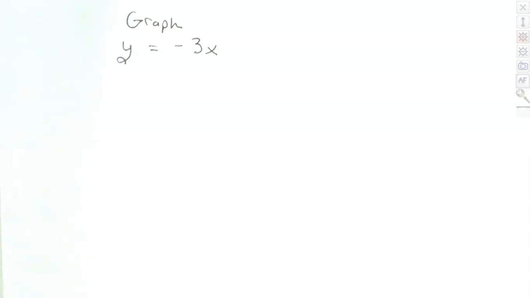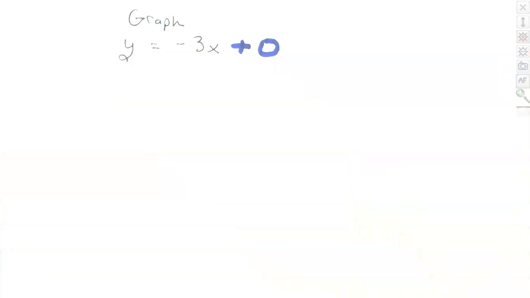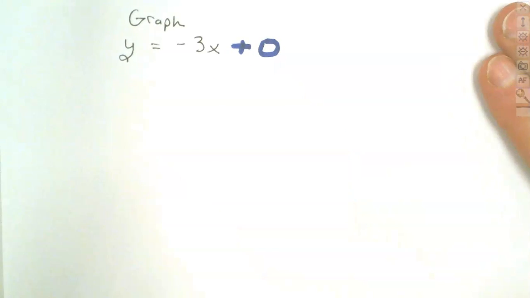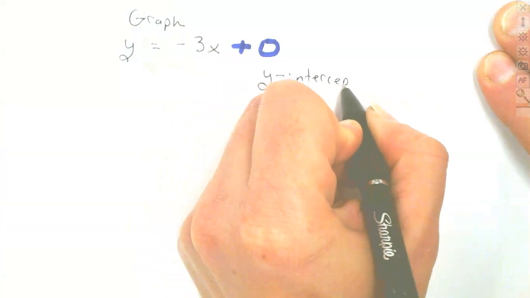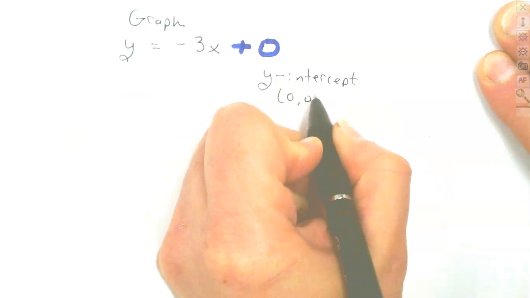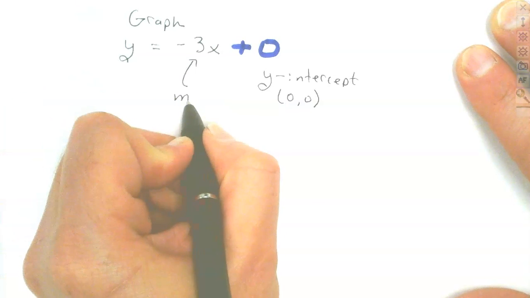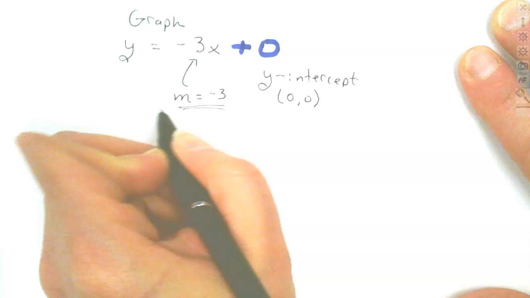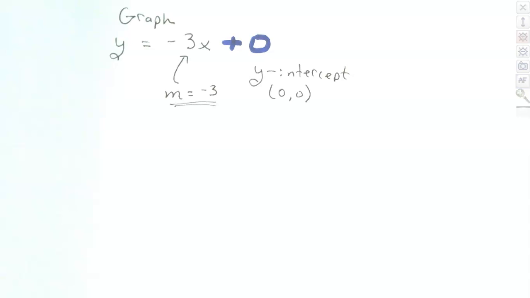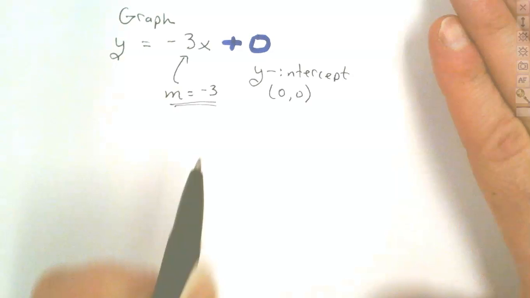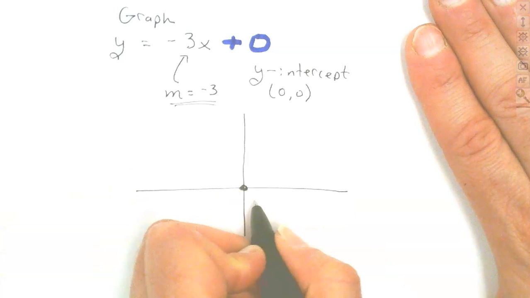So if there's no number on the end, that's like having a plus 0. And so that means our y-intercept, our starting point, is 0, 0. And that negative 3, well, that's going to be my slope. It's the number in front of the x, once it has been solved for y, is your slope. So we plot our point 0, 0 right here.